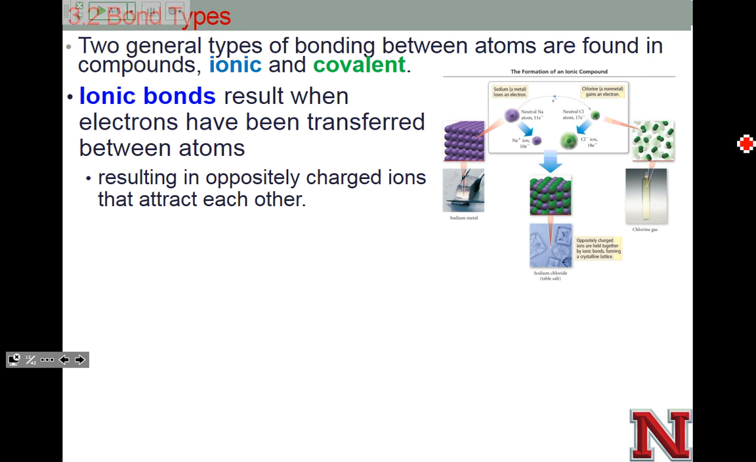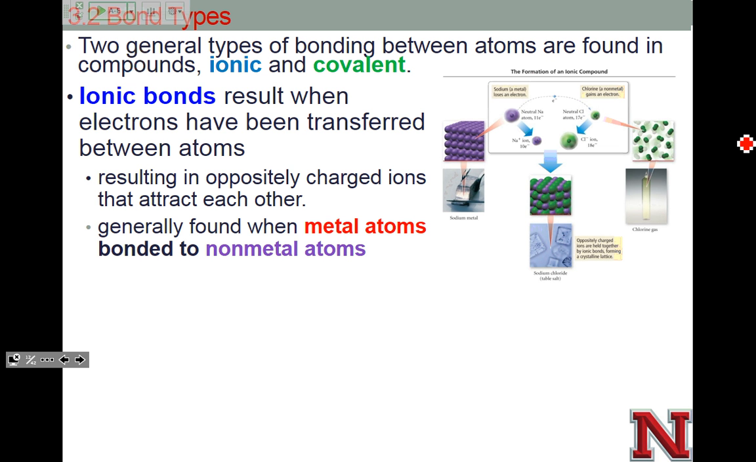What happens in an ionic bond is one atom gives up its electrons to form a cation, and the other atom accepts those electrons to form an anion. But the main attractive force that causes the bond is the attraction between the positive charge of the cation and the negative charge of the anion. So that's why it's an ionic bond. They generally form when metal atoms bond to non-metal atoms. So a good way to determine if it's an ionic bond or not is to look: is it a metal and a non-metal bonded together?